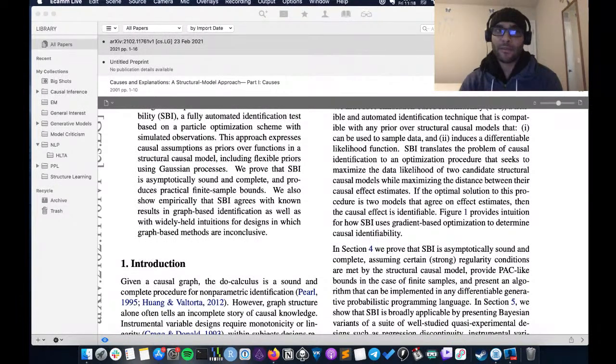And then I estimate causal effects on both of them. But how do I maximize data likelihood of 2 by maximizing the distance between their causal effect estimates? So I guess we're going to have to figure out what this distance metric is. If the optimal solution to this procedure is 2 models that agree, then the causal effect is identifiable, which I suppose would require a proof. Figure 1 provides intuition for how SBI uses gradient-based optimization to determine causal identifiability.